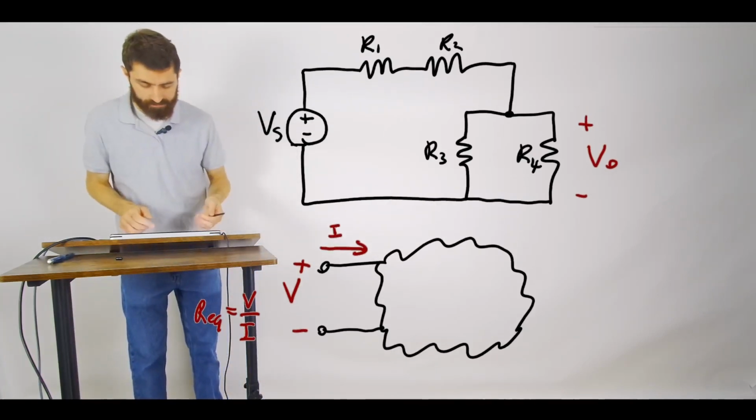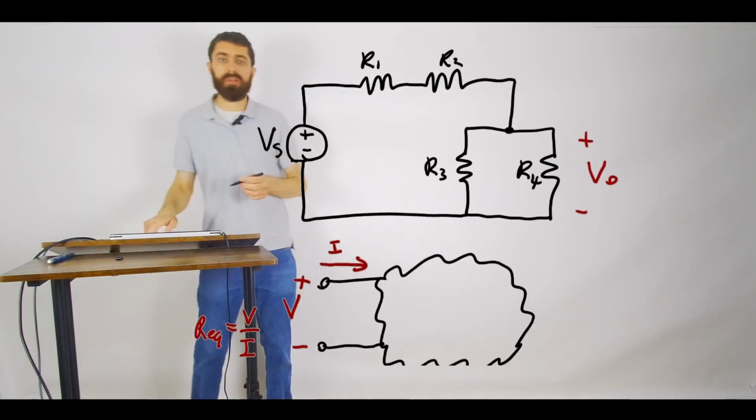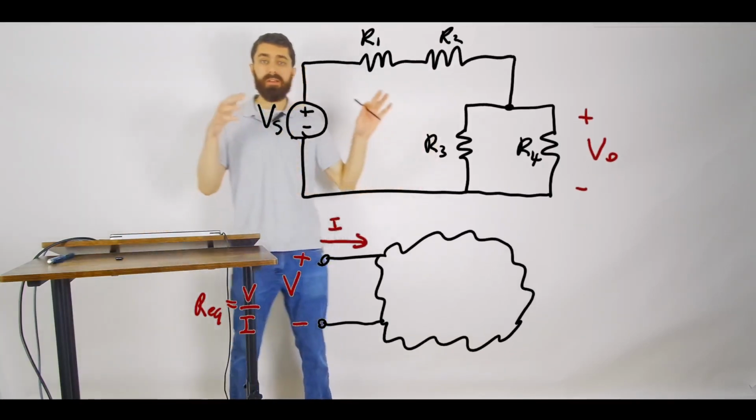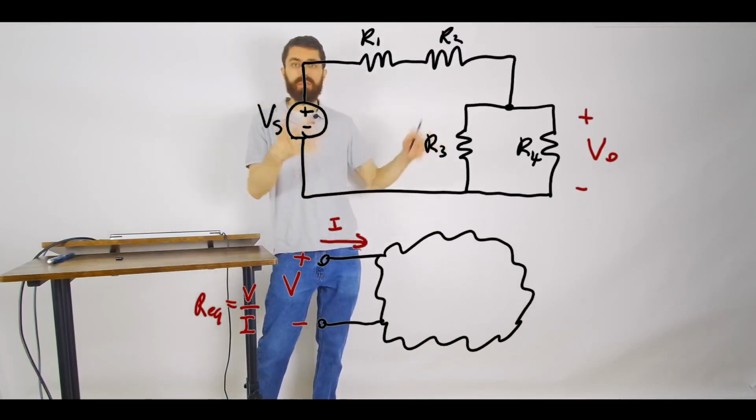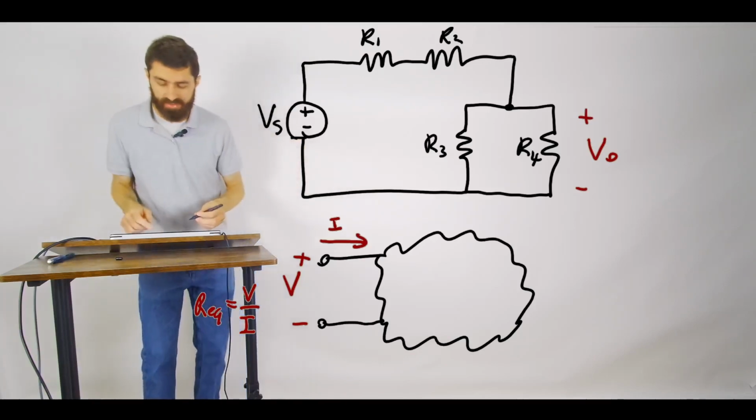So the way we can do that is we can break this circuit down and simplify it. And when we simplify it, it becomes much easier to solve.